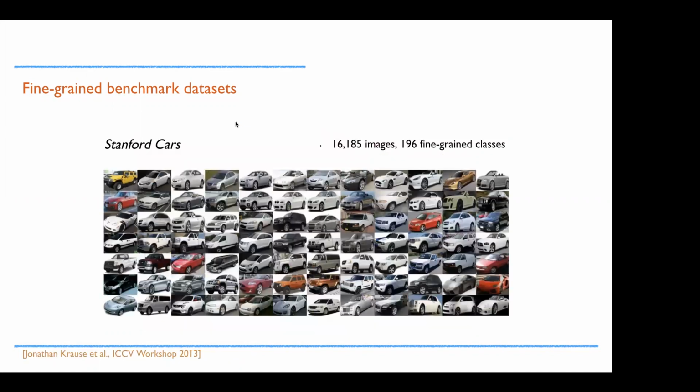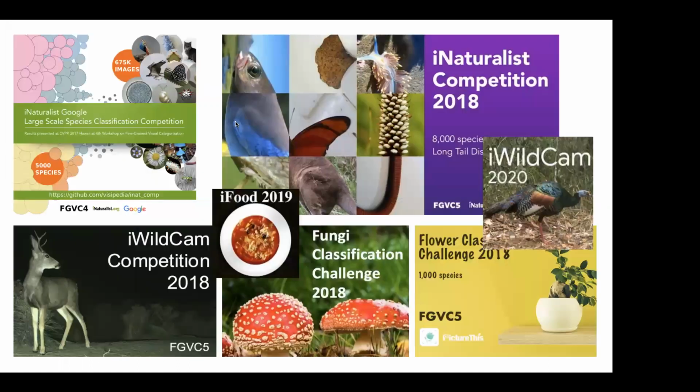Stanford cars is another example. Just as the FGVC workshop was taking off, Stanford cars was one of the influential early data sets. So that involves the make and model and year, rather not specific year, but year range. So make, model, and year range for around 200 categories of car with different poses.